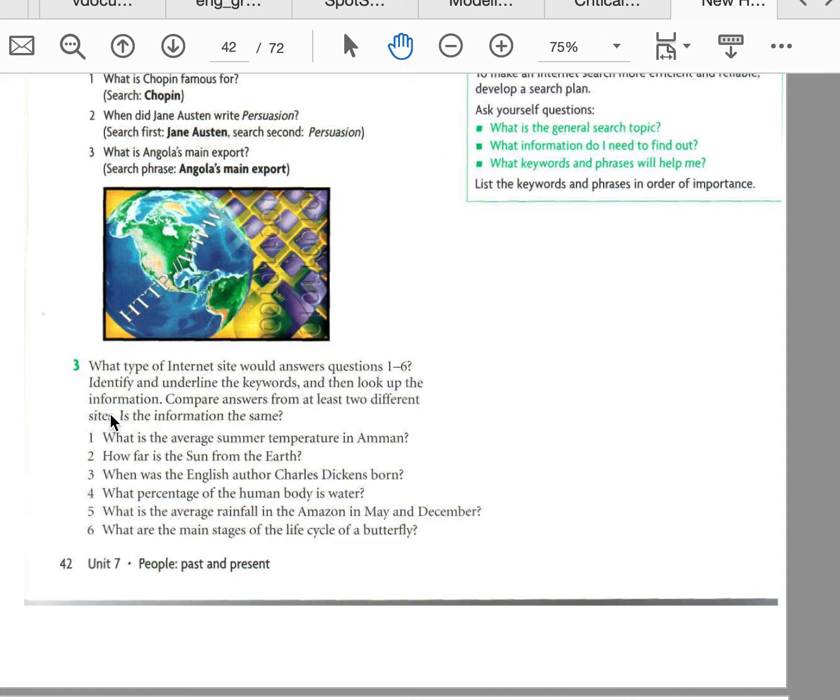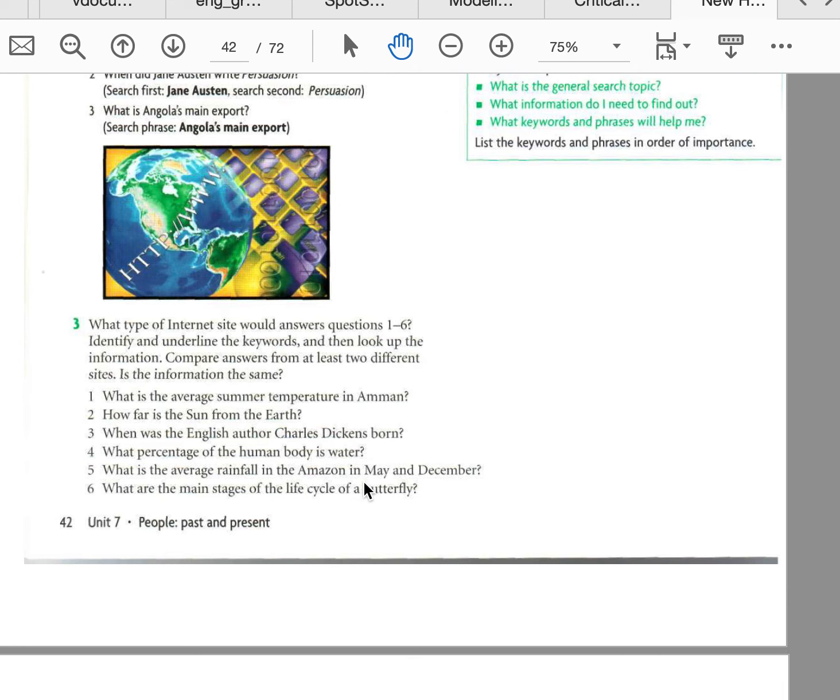And the other question here: what type of internet site would answer questions 1 to 6? Identify and underline the keywords and then look up the information. Compare answers from at least 2 different sites and see if the information is the same. We have these 6 questions. He's asking what you will use to find the answers for these questions. You will use an encyclopedia or a search engine. Try to use two sources to find the answer and compare the answers between them. This is just to exercise.